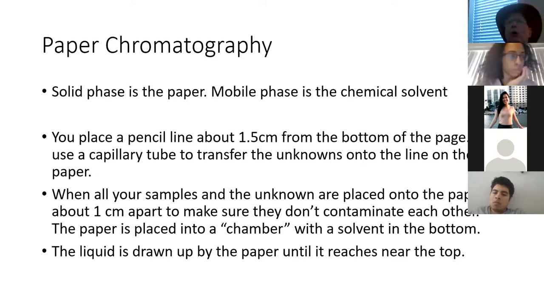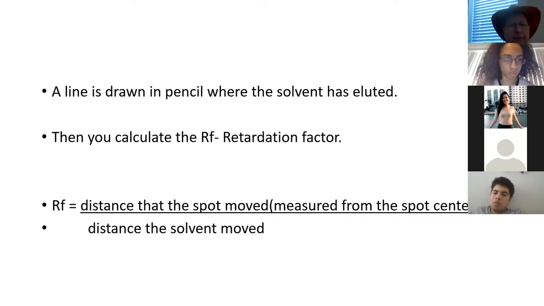You take the paper out, you take the tape off so that you have a nice flat piece of paper, and you take a pencil and you mark how far the solvent went. Then you calculate what's known as the retardation factor. This is the only calculation you have to do. Retardation factor, or RF, is the distance that your spot moved, the distance your sample moved, measured from the direct center of your spot. That gets divided by the distance the solvent moved.